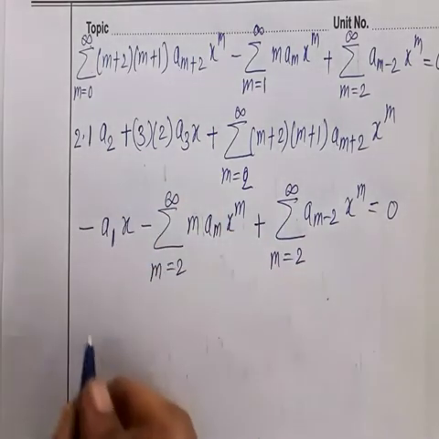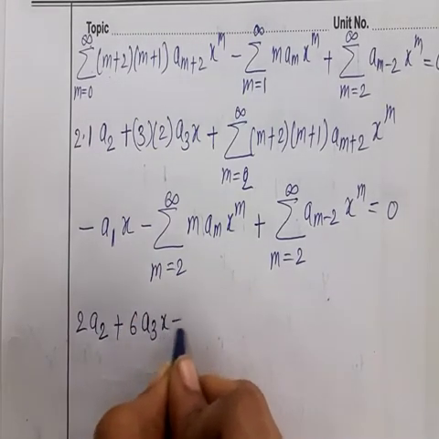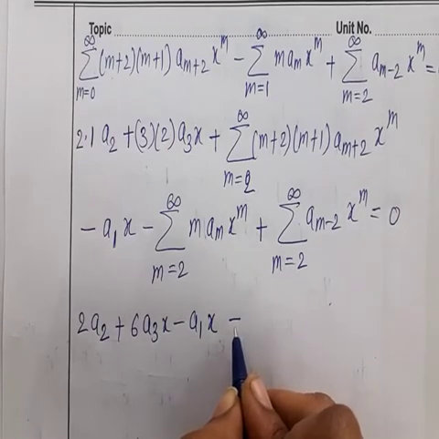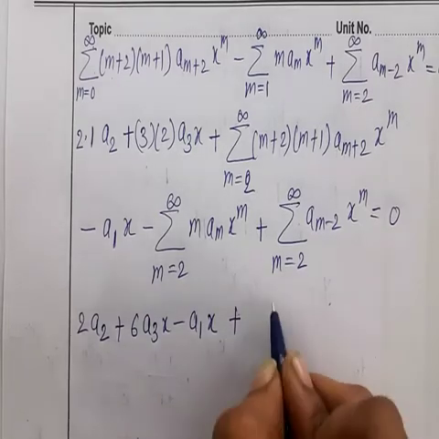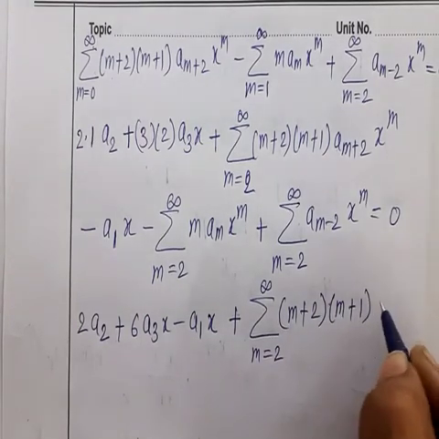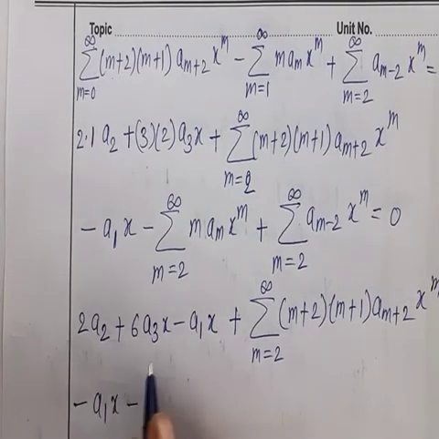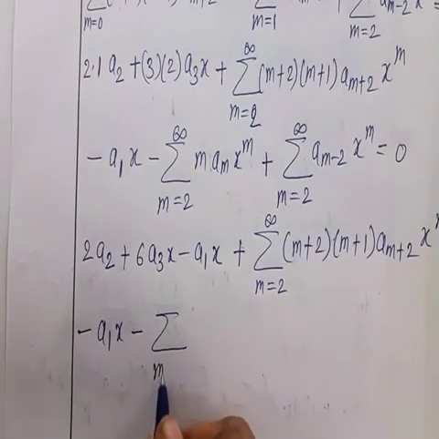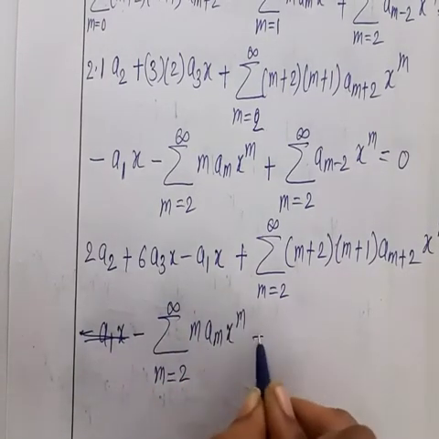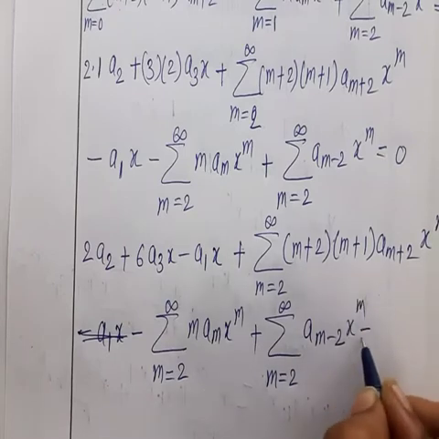Now adding the constant terms, it is 2a2 plus 6a3 into x minus a1 into x, plus summation m is equal to 2 to infinity, m plus 2, m plus 1, a of m plus 2 x to the power m, minus a1 into x, minus summation m is equal to 2 to infinity, m into am x to the power m, plus summation m is equal to 2 to infinity, a of m minus 2 x to the power m, and this is equal to 0.